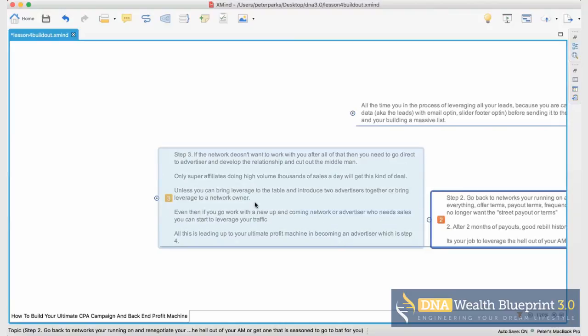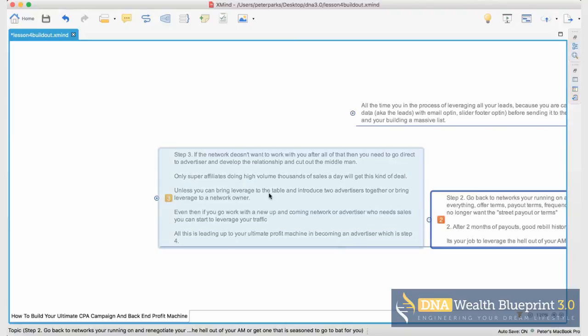Unless you can bring leverage to the table and introduce 2 advertisers together, that is another form of leverage that you can work to your advantage, because what you're doing now is introducing 2 advertisers that may or may not know of each other. They've got complementary add-on products that will work well together. They're synergistic. You can bring 2 of those advertisers together and go in the middle and take a piece of the pie from both sides of the angle.